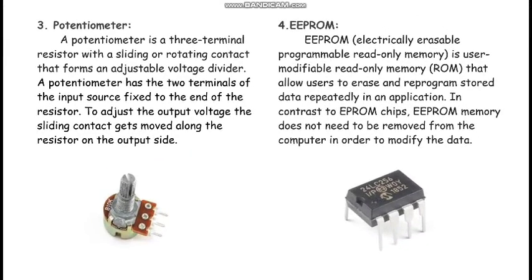Third one is the potentiometer. A potentiometer is a three-terminal resistor with a sliding or rotating contact that forms an adjustable voltage divider. A potentiometer has two terminals of the input source fixed to the ends of the resistor. To adjust the output voltage, the sliding contact gets moved along the resistor on the output side.